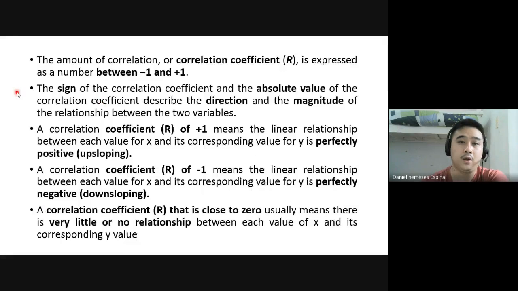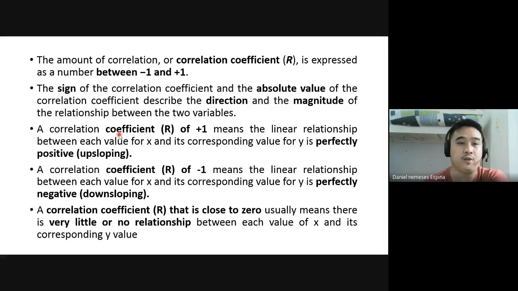Okay, so the resulting correlation coefficient is expressed as a number between negative 1 and positive 1. Okay, so ang resulting ng mga correlation coefficient is between negative 1 and positive 1. So, unsay purpose sa mga sign? So, the sign of the correlation coefficient and the absolute value: the sign describes the direction, while the numerical value describes the magnitude or how closely related the two variables are.